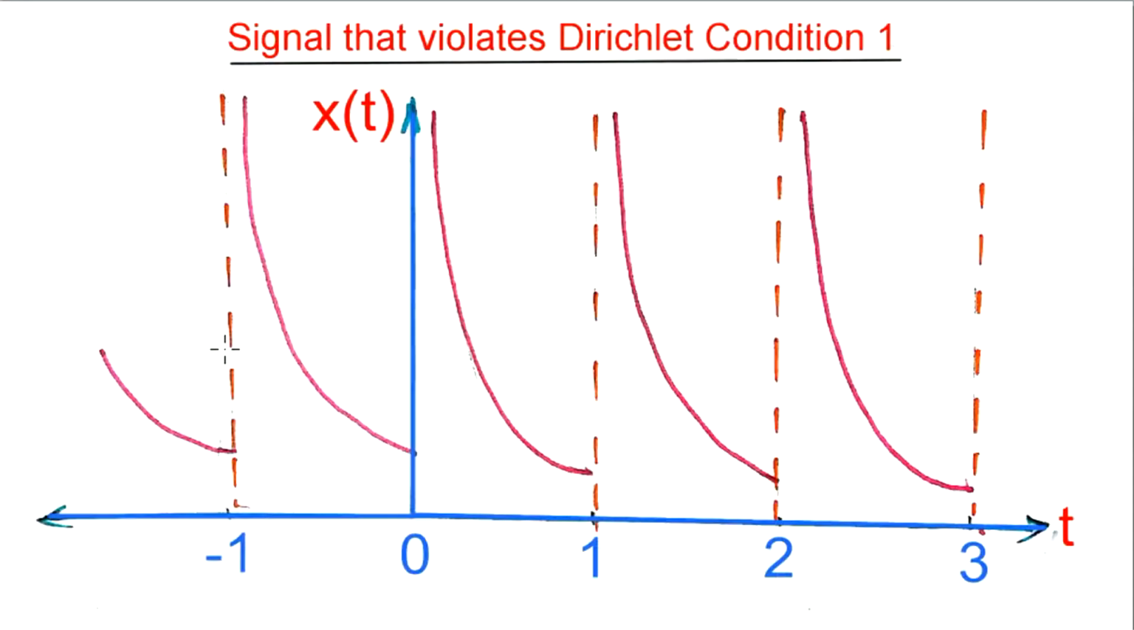Now the question is, is there any signal that violates Dirichlet's condition? Here I have shown a signal, and the equation for the signal is x of t equal to 1 by t, in the period 0 to 1. You can see that when t approaches 0, its value goes to infinity. So in every period its value goes to infinity. This signal is not absolutely integrable. So x of t equal to 1 by t is an example of a signal which violates Dirichlet condition 1.